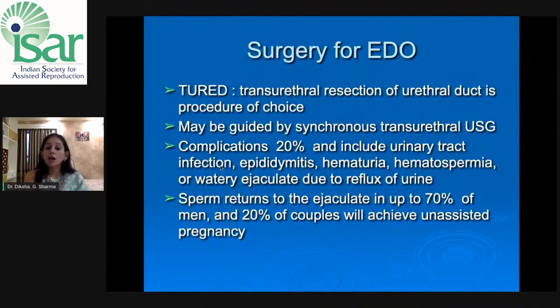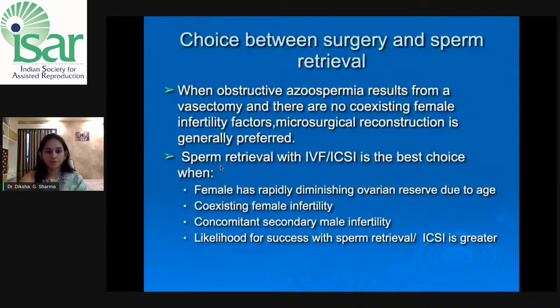Other surgical therapies for obstructive etiology are for ejaculatory duct obstruction. The surgery of choice is a TURED, or a transurethral resection of the ejaculatory duct. It may be guided by a synchronous transurethral scan. Complications are seen in 20% of cases and include urinary tract infections, epididymitis, hematuria, hematospermia, or watery ejaculate due to reflux of urine. Sperm is seen to return in the ejaculate in up to 70% of men, and 20% of the couples can achieve unassisted pregnancy.